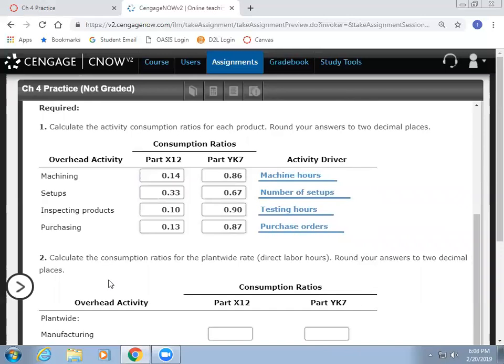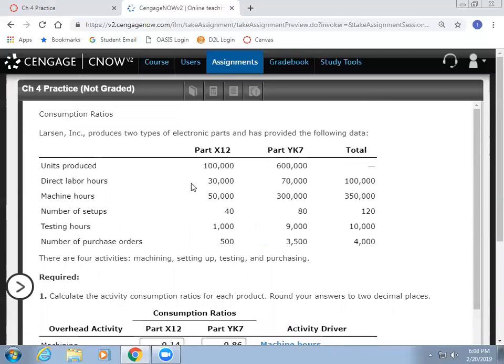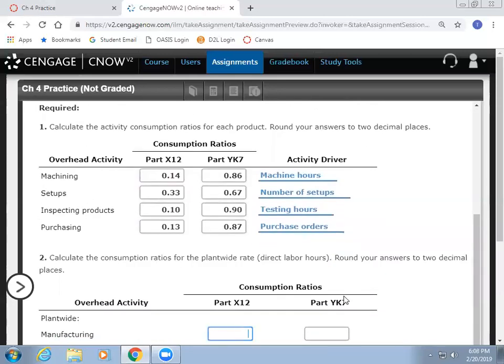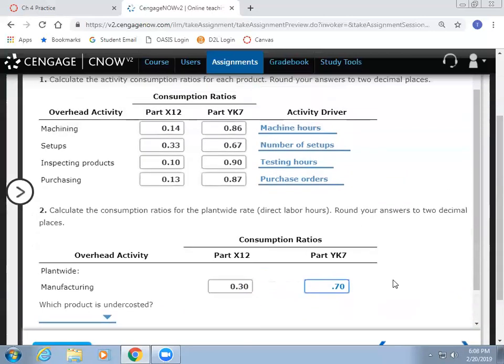Well, on part 2, it just wants us to calculate the consumption ratios for direct labor hours. Well, here that would be 30,000 divided by 100,000. So really just 0.3. So 0.3 for part X12, and then YK7 would be 0.7. So when you look at that, if we were going to apply overhead based on direct labor alone, would it be accurate, given what you see up here? Does part YK7 really only consume 70% of activity? No, it's much higher, right?